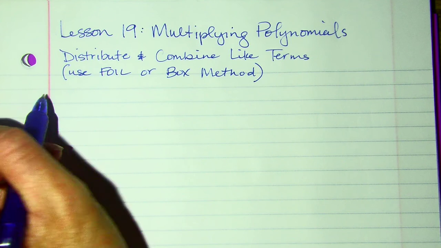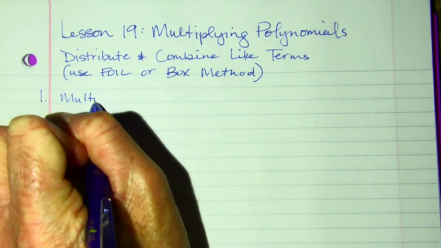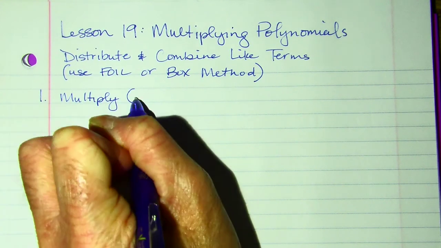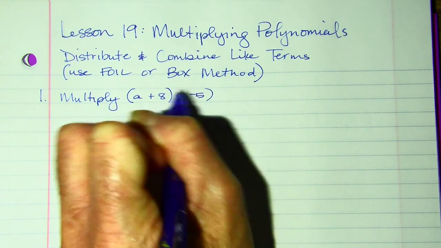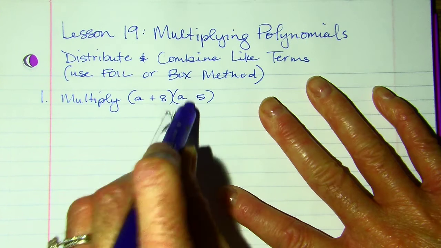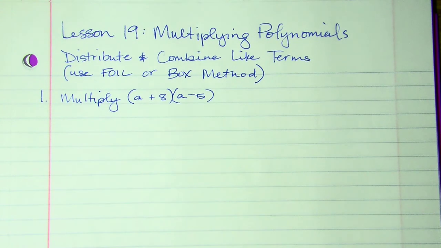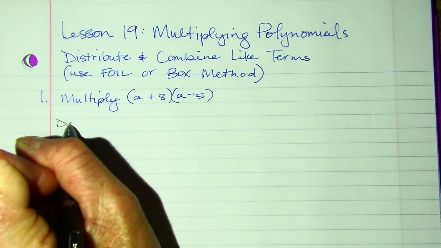So example number 1, we're going to multiply a plus 8 and a minus 5. Now remember, if I'm going too fast, you can pause the video while you're writing something down. Okay, I'm going to distribute, and then I will show you the box method. So the first method I'm going to use is by distributing.